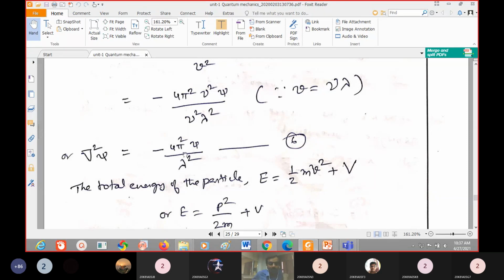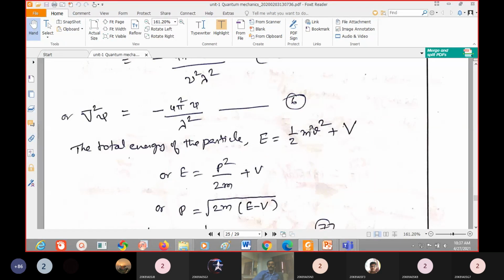Instead of lambda we have to substitute in terms of energy. That's why we have to calculate the lambda value. For that, I am taking the total energy E, which is equal to kinetic energy plus potential energy. Kinetic energy is equal to half mv square. Potential energy is equal to V.